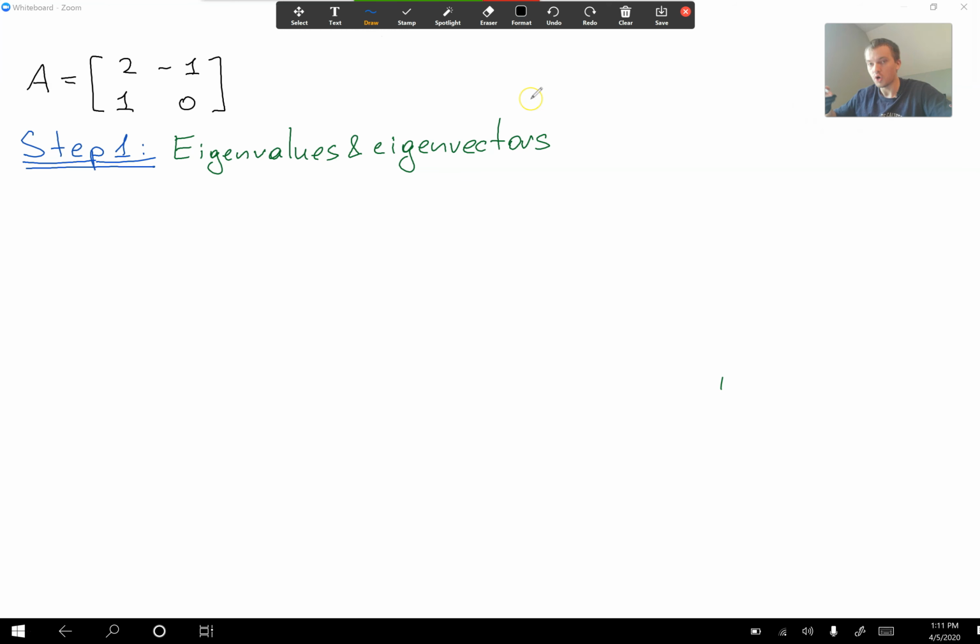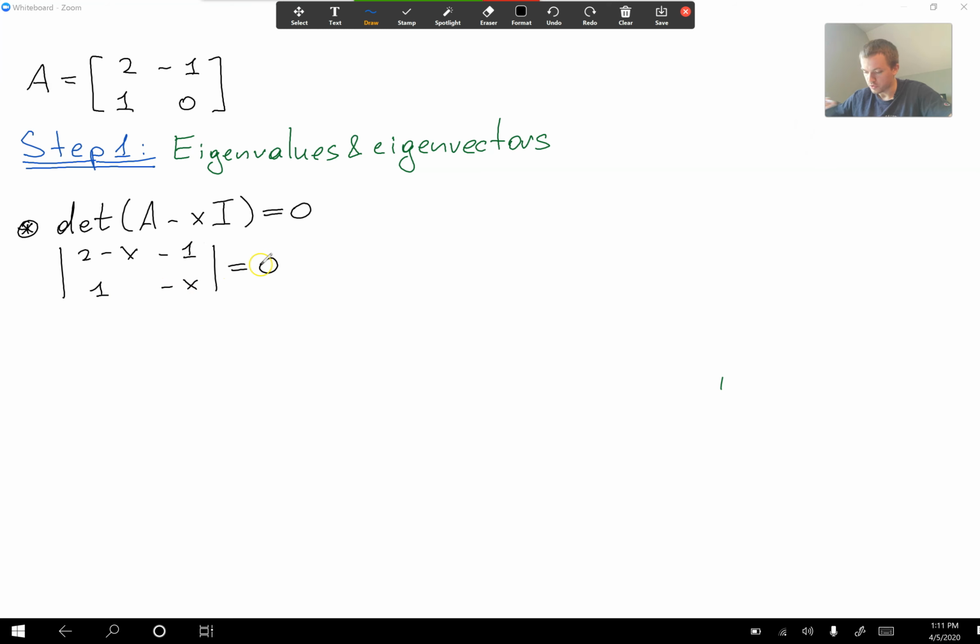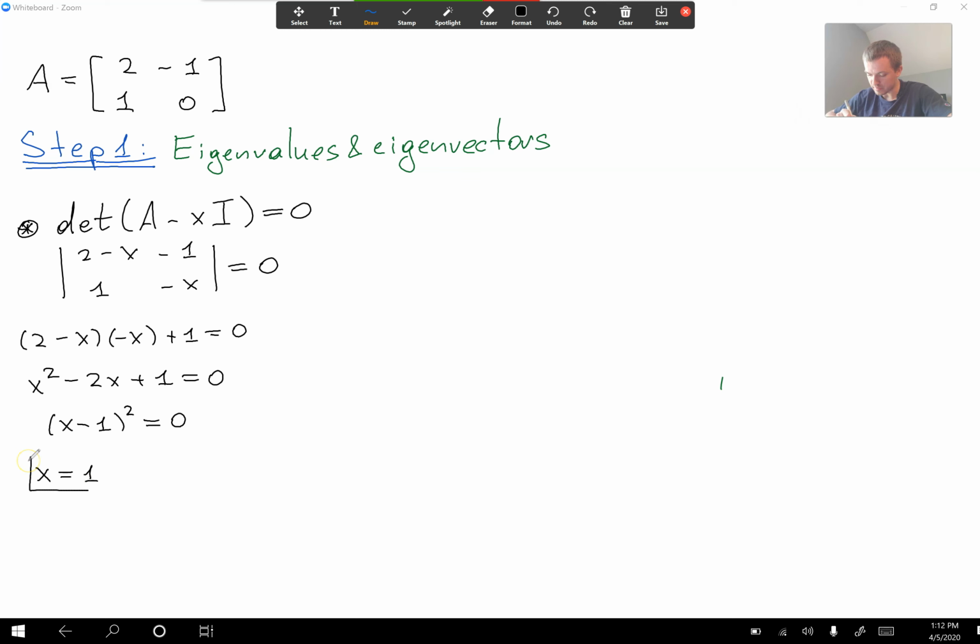According to the definition, we just need to find the determinant of the following form, set this determinant equal to 0 and solve this equation. On the left hand side we obtain the determinant of 2 minus x, -1, 1, -x, equal to 0. So the left hand side is 2 minus x times minus x. Minus 1 times 1 gives plus 1, equal to 0. Then I get x squared minus 2x plus 1 equal to 0. Factoring this quadratic equation, I get x minus 1 squared equal to 0. So we can conclude that I have only one eigenvalue, x equal to 1.